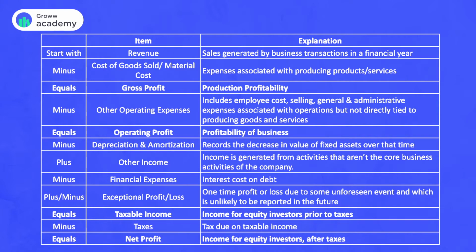Now this is a one-time profit or a one-time loss due to some unforeseen event which is unlikely to be reported in the future. Now these items are not recorded and not expected to be recurring. For example, losses from disasters that haven't been insured against, like wars or riots or earthquake, is an exceptional item. Or maybe if a fixed asset is disposed of for a profit, then that is an example of exceptional item as well, or exceptional income or profit.